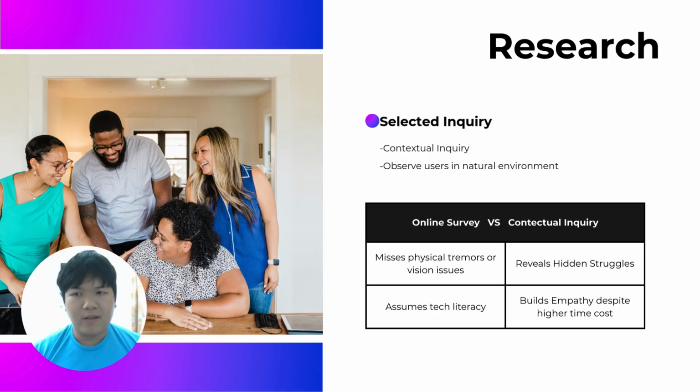Furthermore, seniors often underreport physical limitations like tremors and poor sight due to embarrassment. By using contextual inquiry, we can directly observe these physical struggles and leverage our part-time gerontology consultant to interpret them. We are trading the speed of surveys for the validity of direct observation.